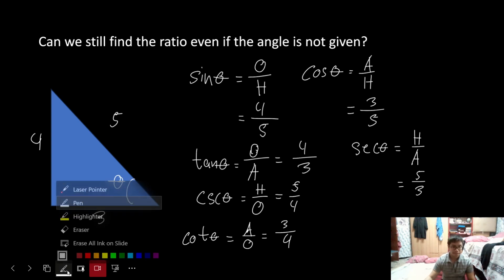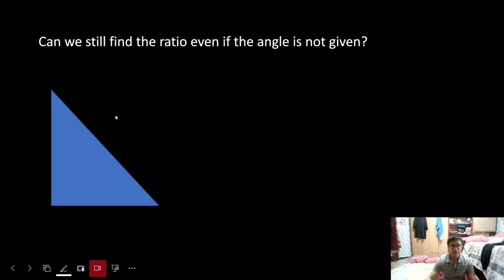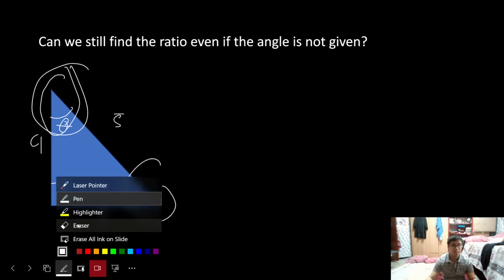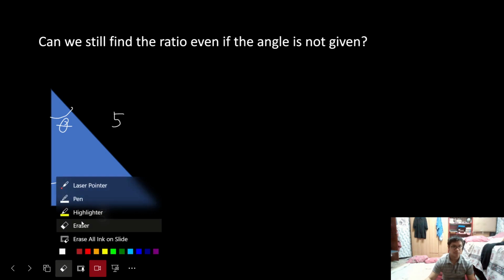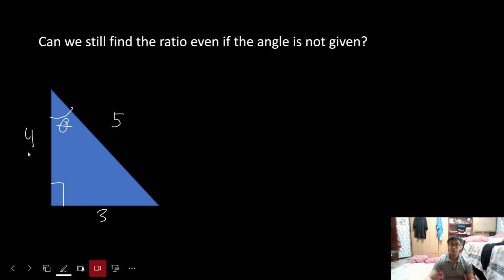Because let me tell you this. What if, sorry, I actually erased everything, but yeah. What if the angle you're referring to is this one? By the way, the angle that I am talking about is the acute angle. So it could be either here or here, but not the right angle here. I'm referring to these two angles. But going back, what if the angle we are talking about is this one? By the way, let me fix the number here. This is 4. So what are we going to do?